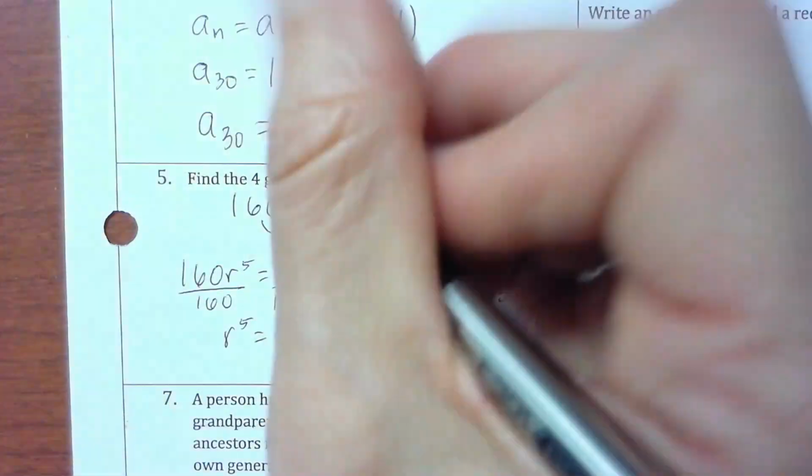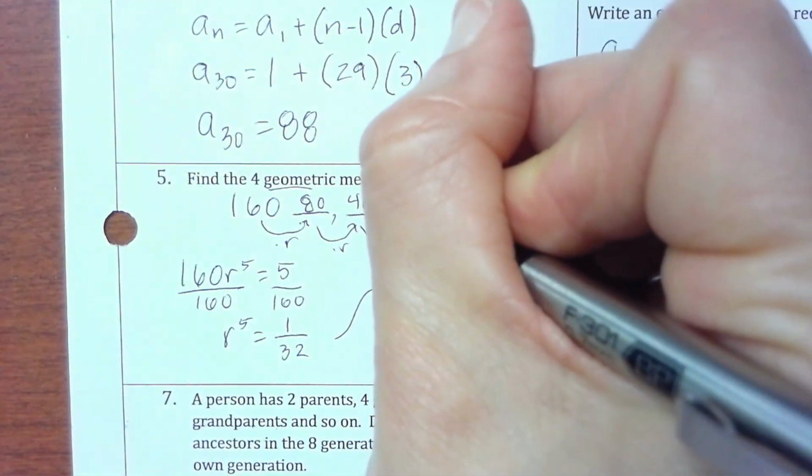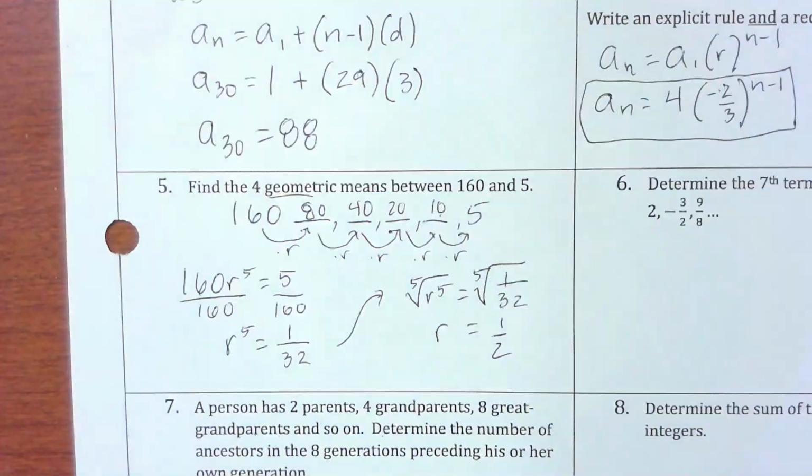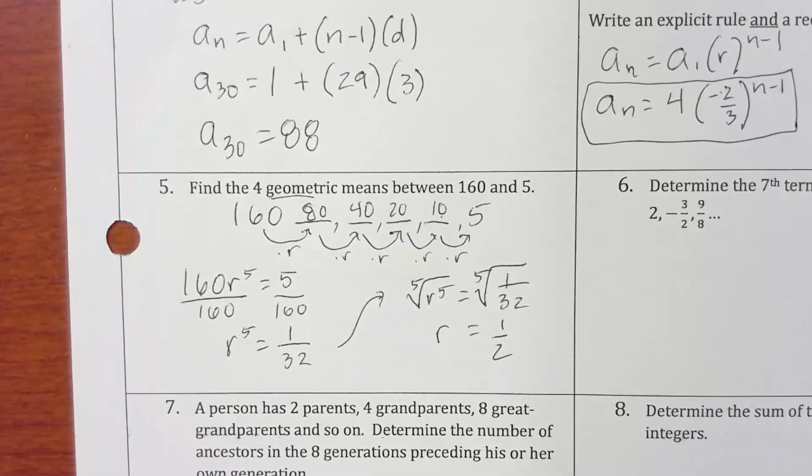So times 1/2, we get 80. Times 1/2, you get 40. Times 1/2, 20. Times 1/2, 10. Times 1/2, 5. So it kind of checks out. I get reassurance that I did it correctly because 10 times 1/2 is 5.